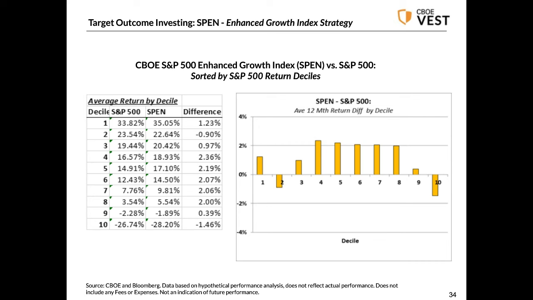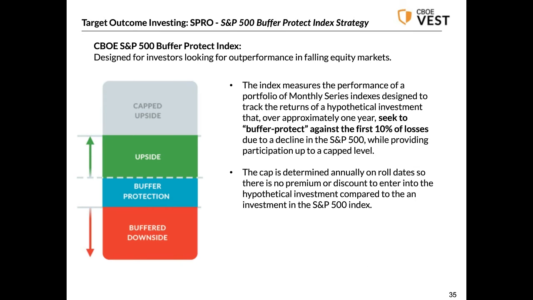Great. So that's the first example I gave you, which was the Enhanced Growth Target Outcome Index. The next example is a Buffer Protect Index, which would be used more for downside risk management or capital stability. So this strategy and index is looking to protect against the first 10% of losses from a decline in the S&P 500. And it pays for that range protection by capping upside participation up to a cap level. In these indexes, the cap is determined annually, so the term or horizon is 1 year.